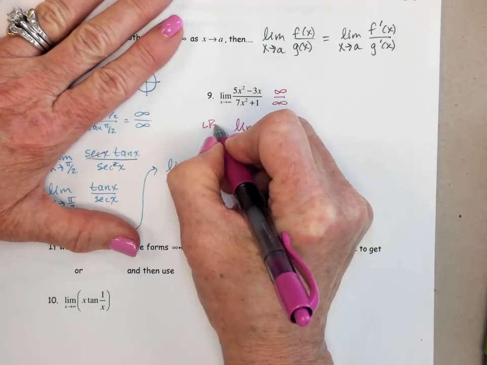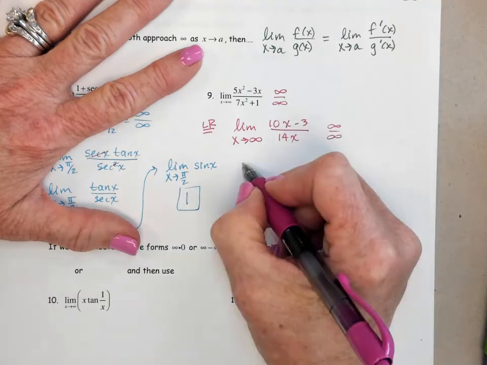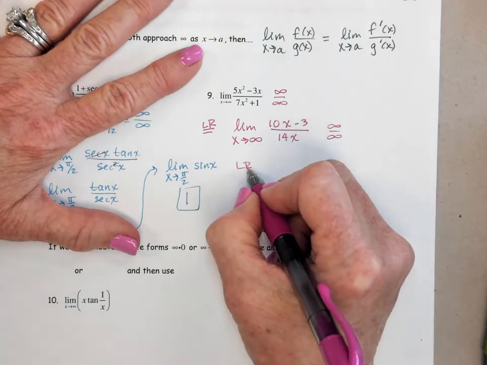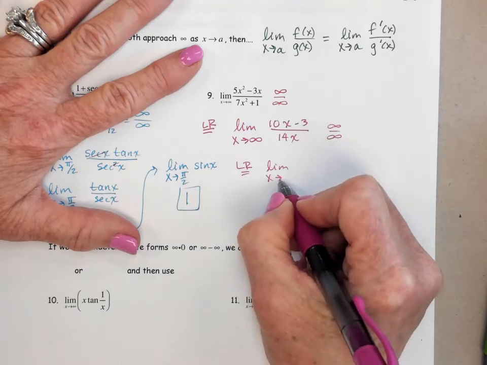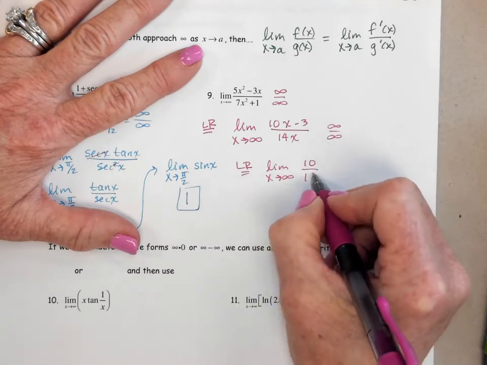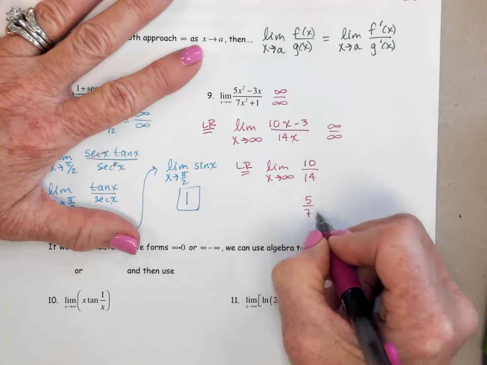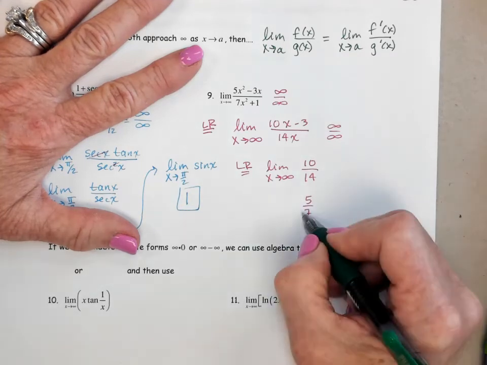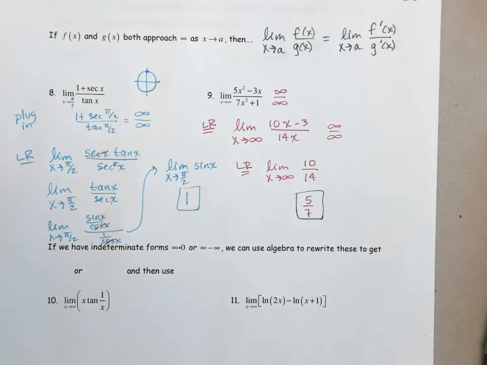So this is L'Hopital's rule here. This is another infinity over infinity. So we'll do another L'Hopital's rule. And we have the limit as x approaches infinity of 10 over 14. Hey, that's a constant. 5/7.